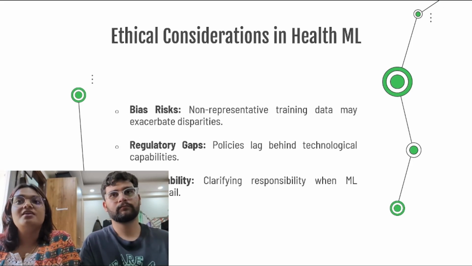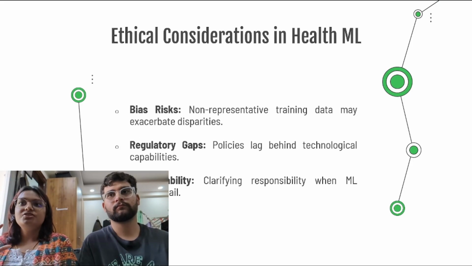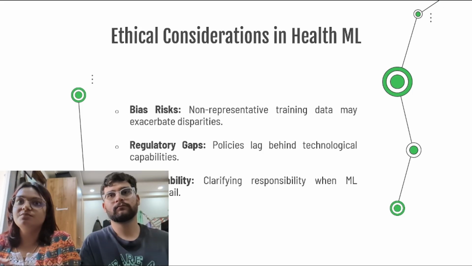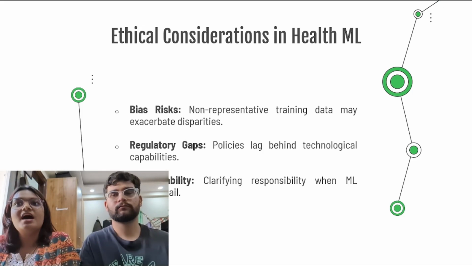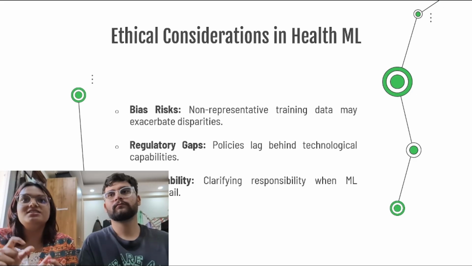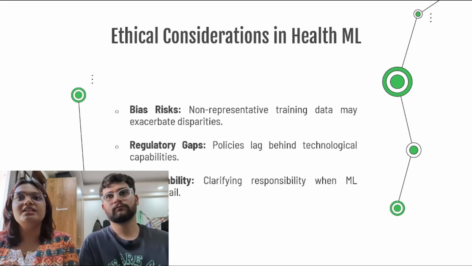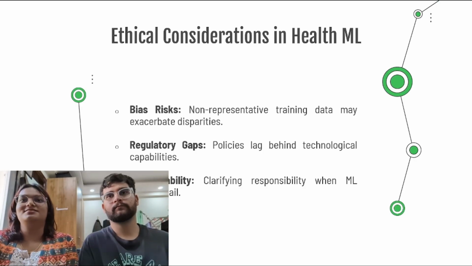But with great power comes responsibility. If the training data is biased, the outcomes will be too. There's also a gap between what ML can do and what's legally allowed. Plus, when things go wrong, who's accountable? The doctor or the model?